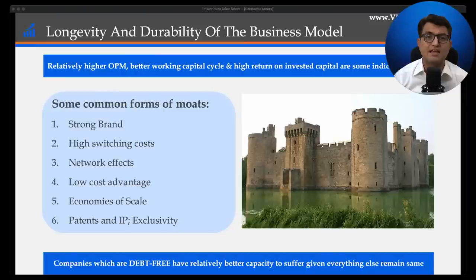And the sixth one is patents and IP, or even some kind of exclusivity, where by law or by government mandate, you are protected by the entire ecosystem. So no competitor can enter, even if they know how to produce it, because you might have a patent, or an intellectual property, or exclusive rights to do something in that particular space where you are operating in your business. Okay, so these are six kinds of moats.